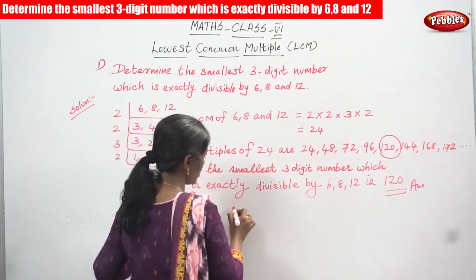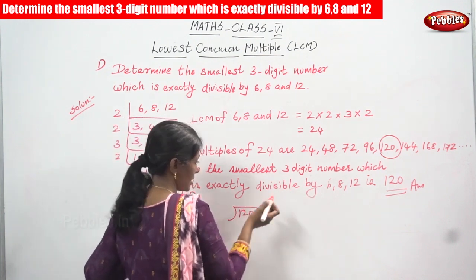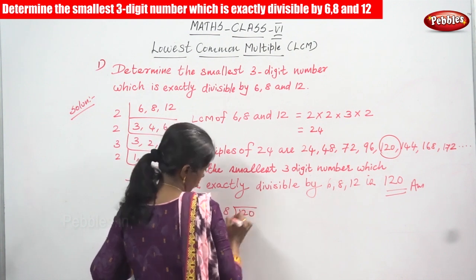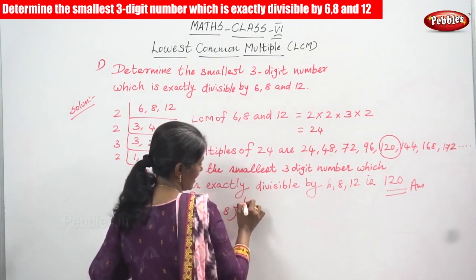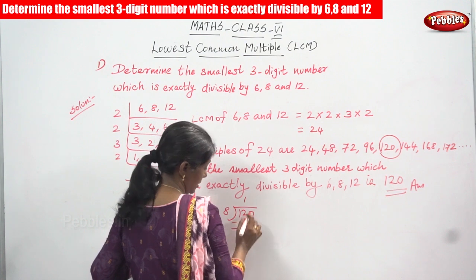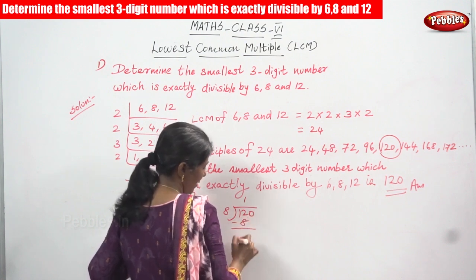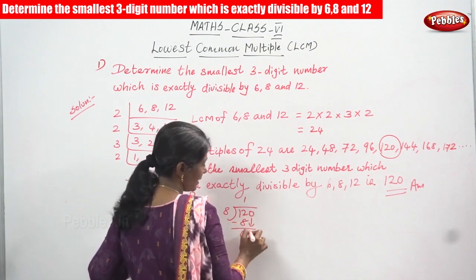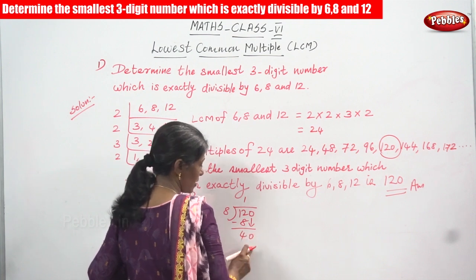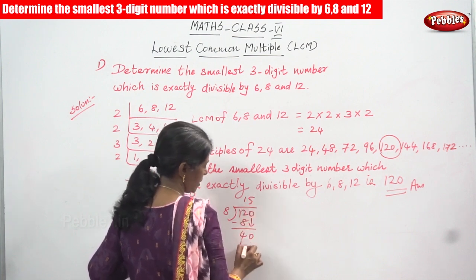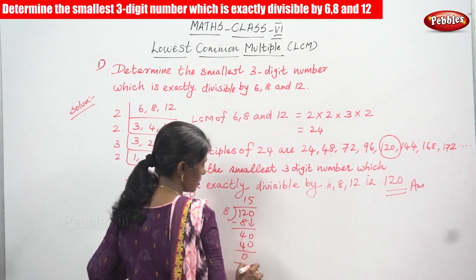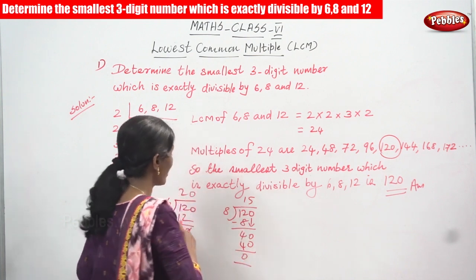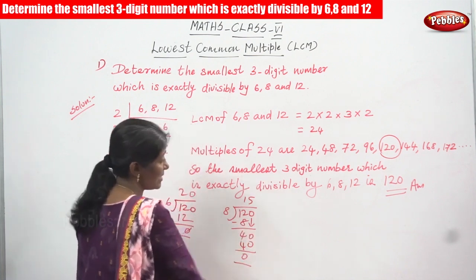After that, check whether 120 is divisible by 8. Of course it is. 1 eight is 8, and 12 minus 8 gives 4. Bring down the 0, so now it is 40. 5 eights are 40. So the quotient is 15 and the remainder is 0. So 120 is divisible by 6 as well as 8.